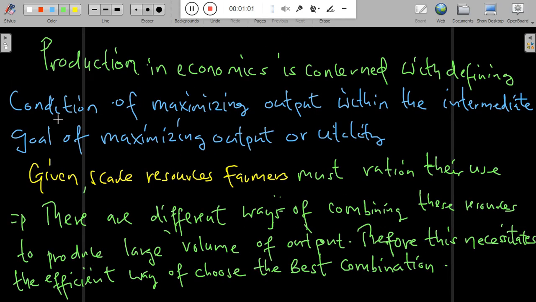In economics, production is concerned with defining the conditions for maximizing output, or utility. Given scarce resources, farmers must ration their use. There are different ways of combining those resources to produce a large volume of output. Therefore, this necessitates an efficient way of choosing the best combination. In choosing the best combination, we must apply the knowledge about production.